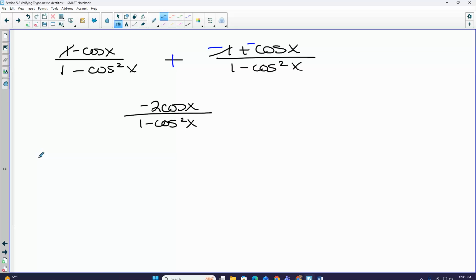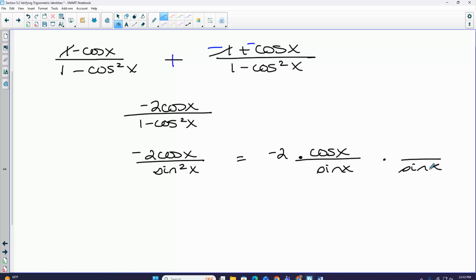Alright, now look at the denominator. 1 minus cosine squared would be, so technically we could leave it here, but I did want to show you another way that you might see this written sometimes. All right, we have a -2. We have a cosine x. And we have 2 signs on the bottom, right?